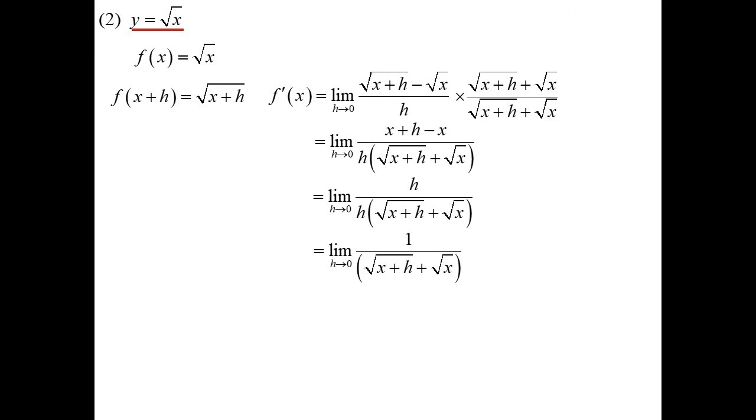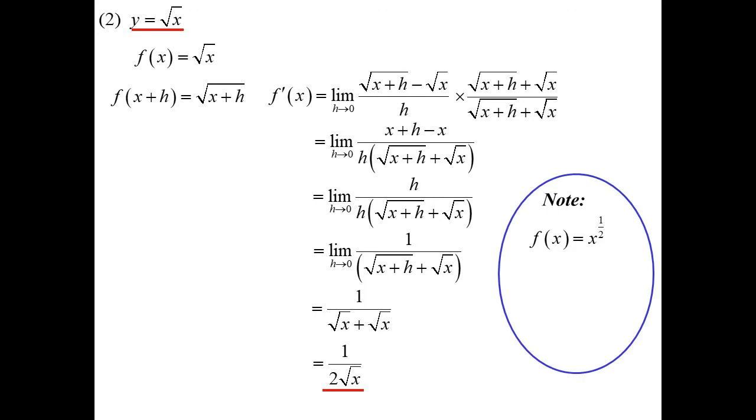Now I should be able to substitute h in, and we get 1 on root x plus root x, which is 1 on 2 root x. So had we done it with indices, then I would have said, oh well, a half comes out the front, subtract 1 from a half, we get negative a half, and so indeed we get the same answer. So again, proven it via first principles, but yes, we can still use the same idea of subtracting 1 from the power and doing that idea.